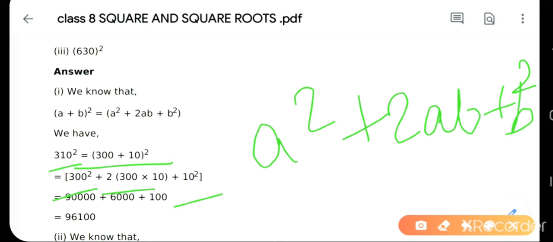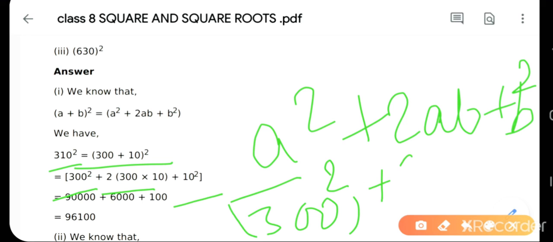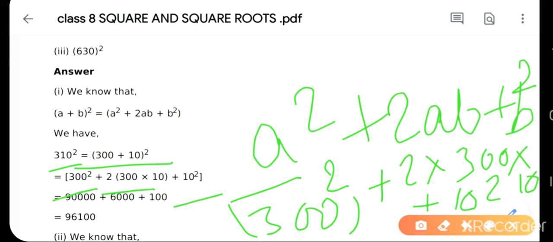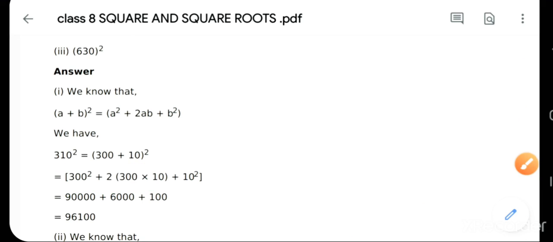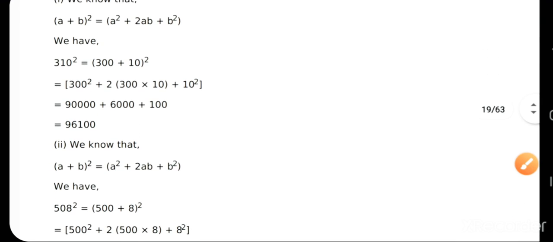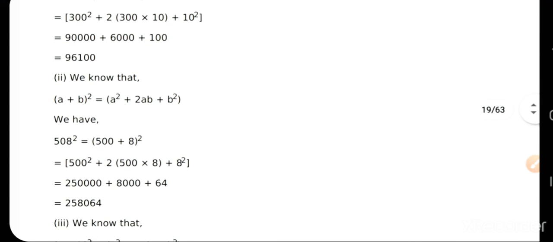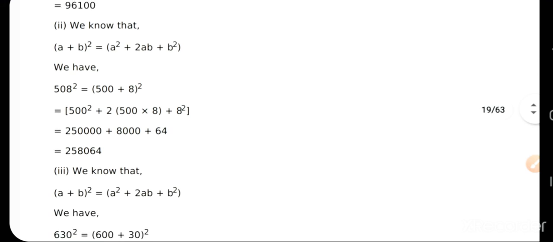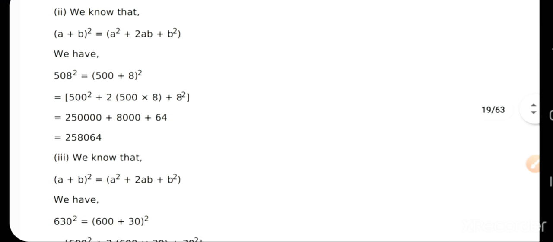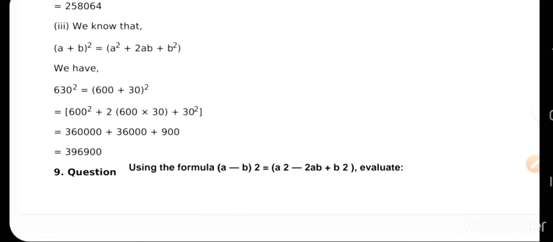At the place of a, you have to put 300. At the place of 2ab, you have to put 310. Okay, and at the place of b, you just need to write this. And then using the BODMAS rule, that is first the bracket and then the rest of the things, you need to solve this question. Okay, now have a glimpse of the solutions of the rest of the questions.